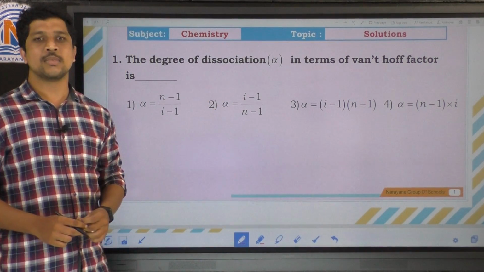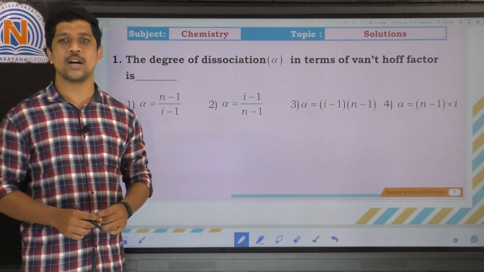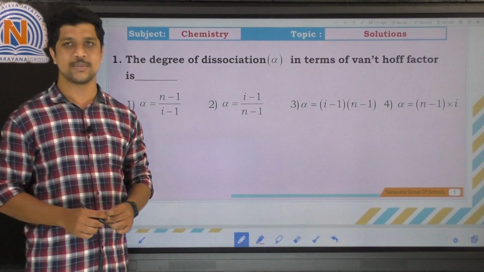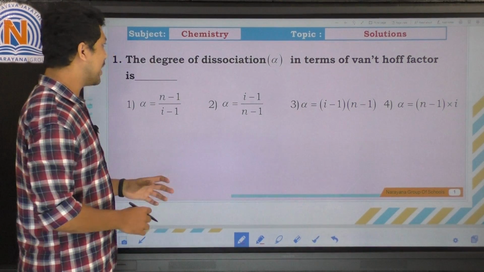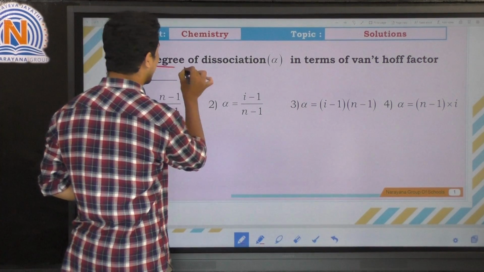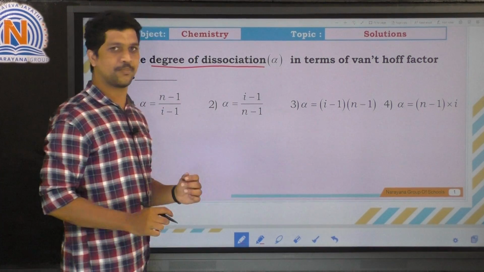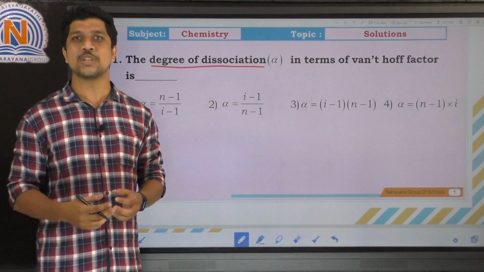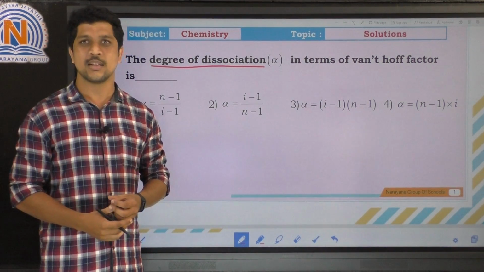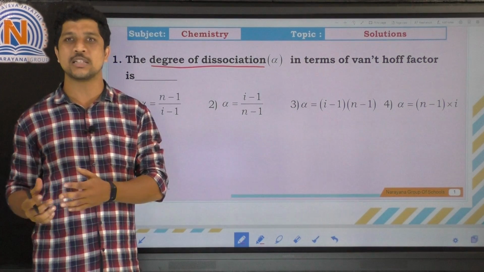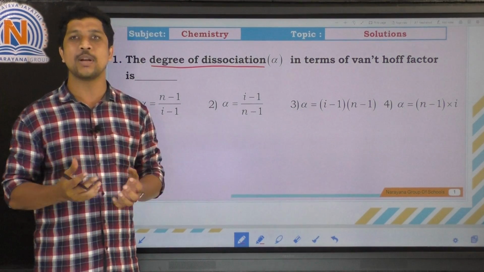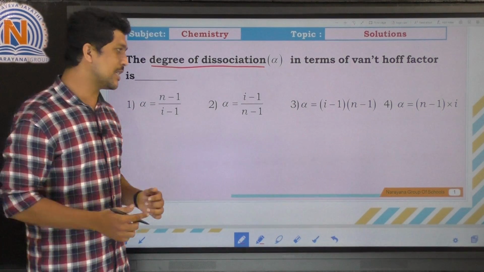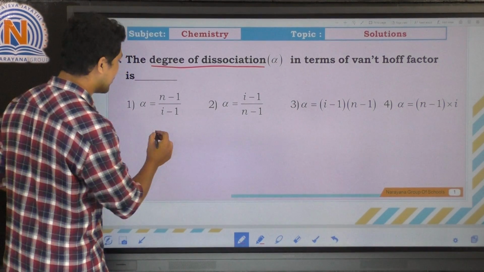Here the first question: the degree of dissociation alpha in terms of van't Hoff factor is. So here we need to find the degree of dissociation in terms of van't Hoff factor. First, what is degree of dissociation? Degree of dissociation can be defined as the fraction of molecules which dissociate into simpler molecules or ions, right? For example, there is an electrolyte.